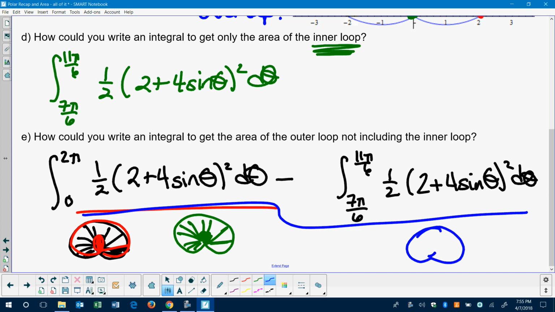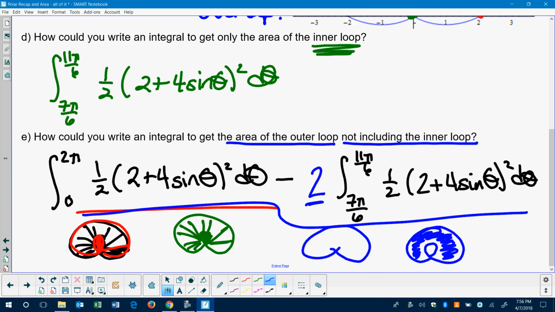If I want the area of this, and I want that loop not to be included, I want this part in the middle to be hollow, then I have to subtract that twice. So it depends really how, this question I think is a little ambiguous. How could you write an integral to get the area of the outer loop, not including the inner loop? So do we mean this with a hollow thing there? If we do, we need to have a 2 here. If we mean we just want this shape with everything counted exactly once, then just subtracting it with a 1 here would be fine.